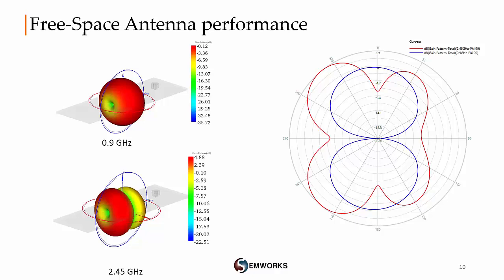The two-dimensional radiation patterns for phi angle equal to 90 degrees are superposed and shown by the right plot for both studied frequencies.